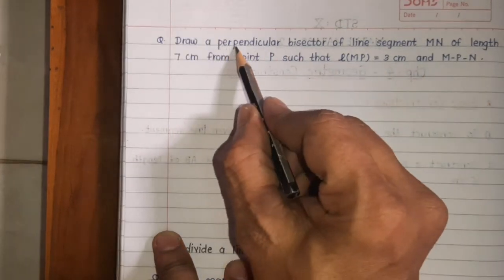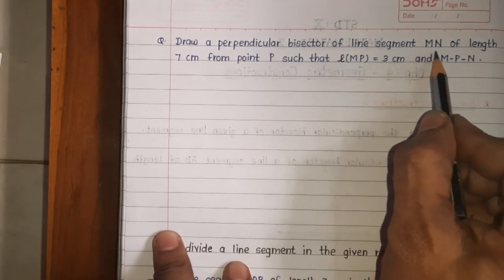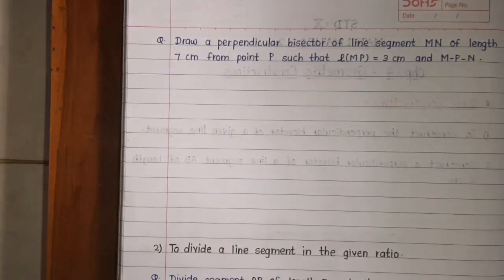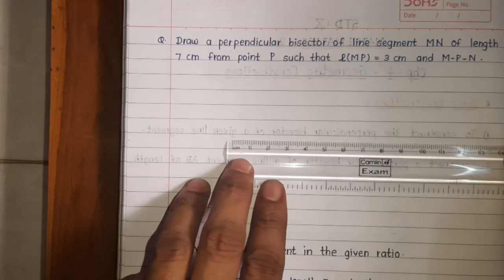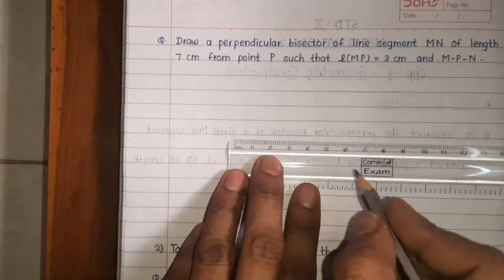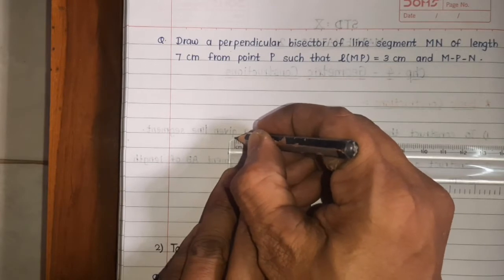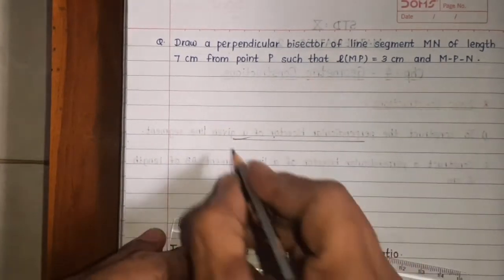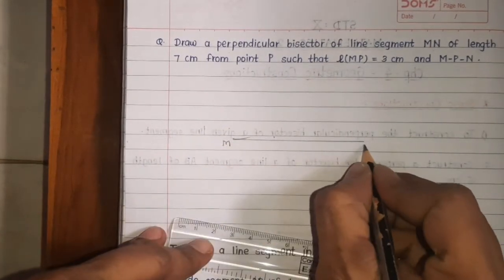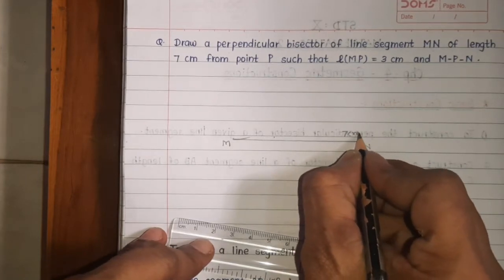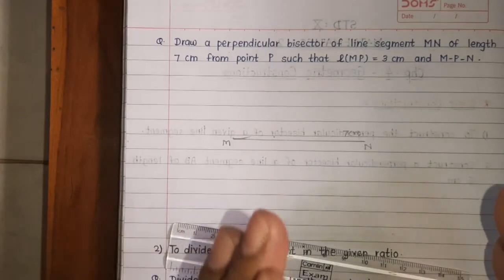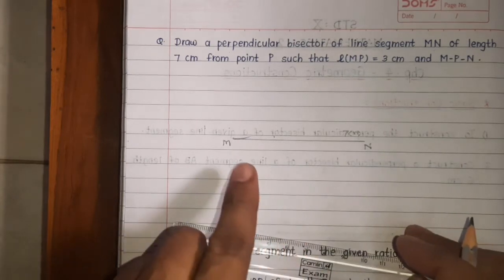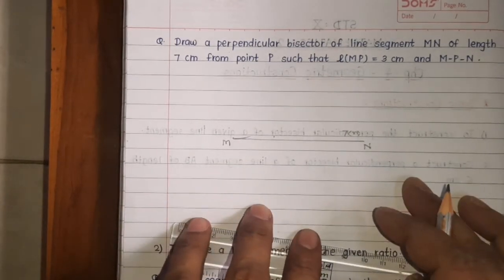Dear student, we have to draw the perpendicular bisector of line segment MN. That means MN is a line segment having length 7 cm. Therefore, first of all, we have to draw a line segment of 7 cm. Now see here, we take one point here, 0, and here it is 7. Then this is the line segment MN, 7 cm. Dear student, always remember you must write the measurements and the name. It is an important thing. This is segment MN of 7 cm.